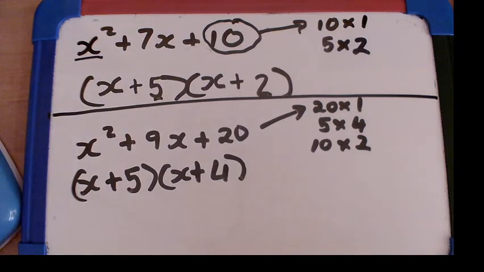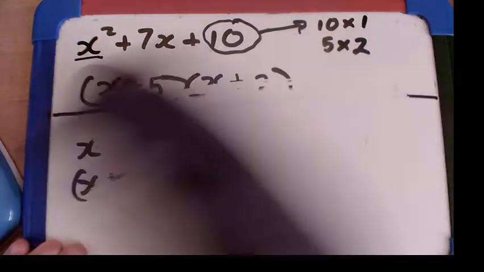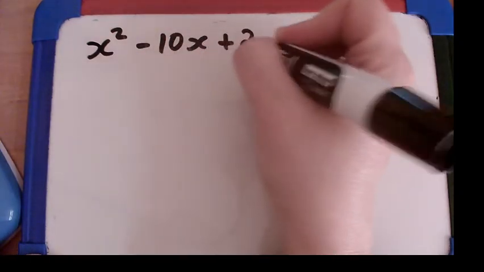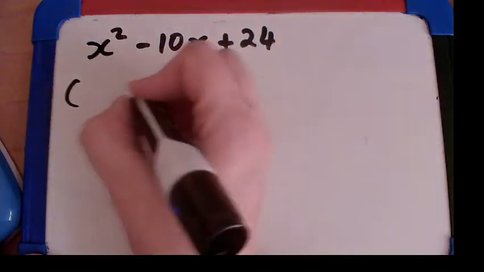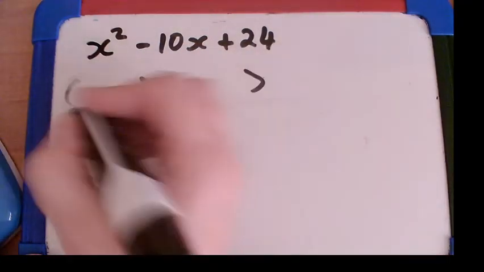Right, let's try what happens if we get some negatives involved. Life always becomes a little bit trickier if there are negatives. So let's start with a negative as the last. No, let's do the one in the middle, that's slightly easier, first. x squared minus 10x plus 24. We're going to start exactly the same way. Two brackets with an x in each.